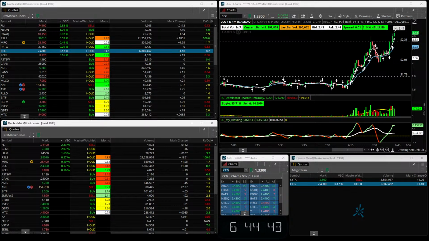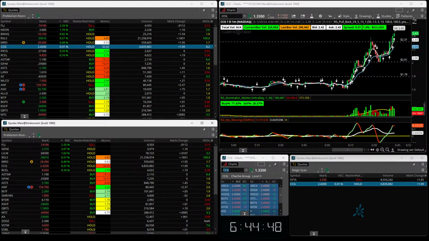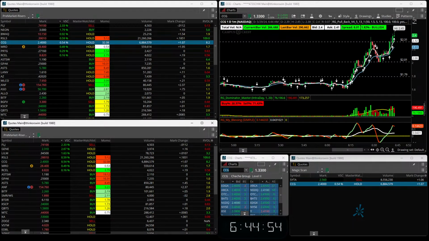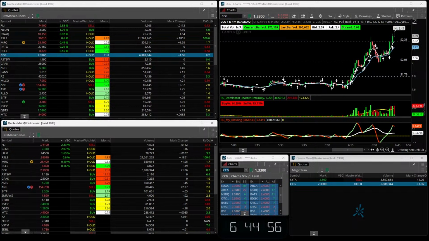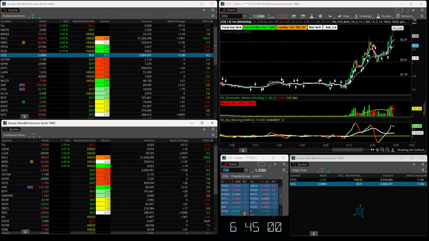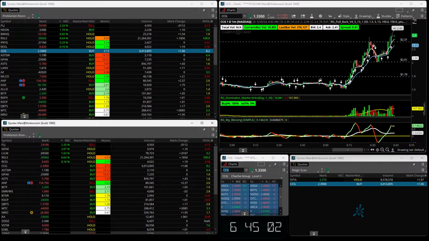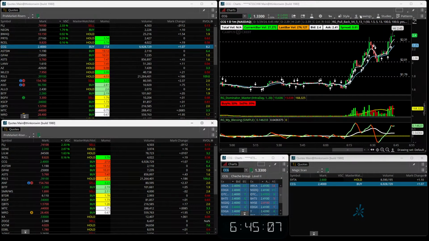Starting to get a little bit bouncy on us. Wicks on the top are forming. Those are profit takers. Maybe we'll get a retest of 230. We may pull right back down to 230.